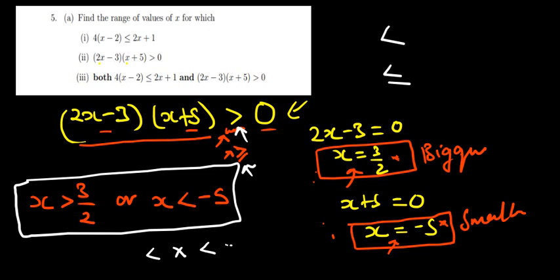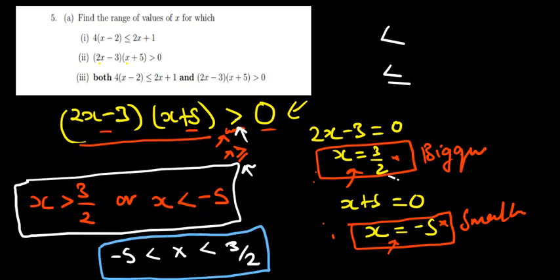So in this case, if we had a less than here, the bigger number will just be 3 over 2, and then the smaller number will be what? Minus 5. So if you have a less than there or less than or equal to, your answer should always be in this form here.